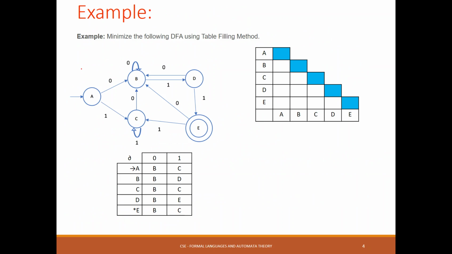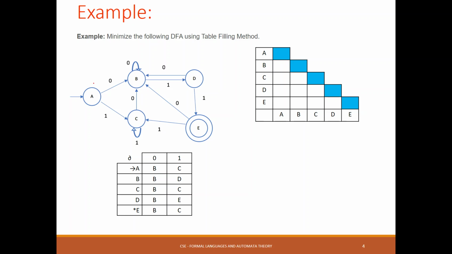Now check. From A we are going like this. A comma 0 goes only to B, A comma 1 goes only to C, B comma 0 goes to B only, B comma 1 goes to D. Likewise, C comma 0 goes to B, C comma 1 goes to C alone, D comma 0 goes to B and D comma 1 goes to E. E comma 0 goes to B and E comma 1 goes to C. So therefore the given structure is DFA. We can confirm that the given structure is DFA.